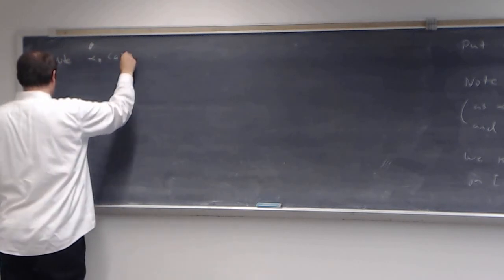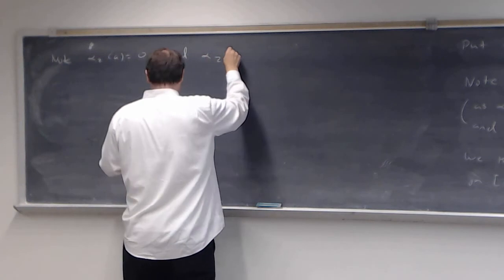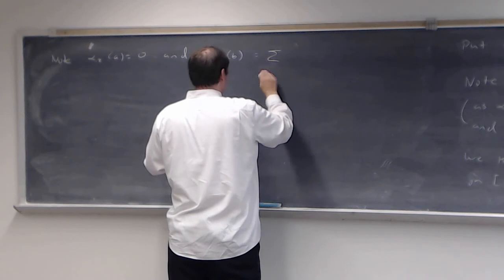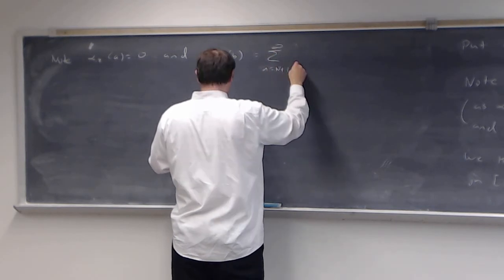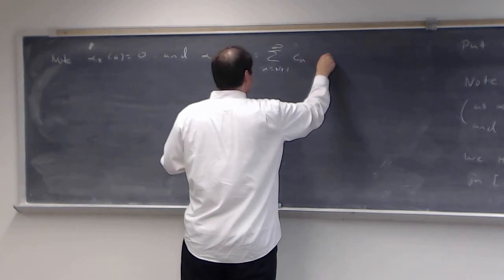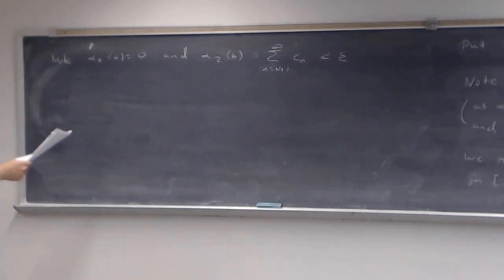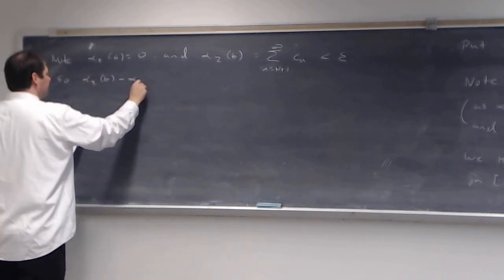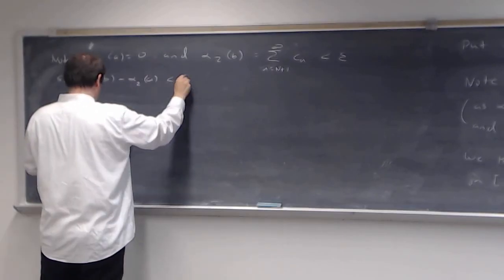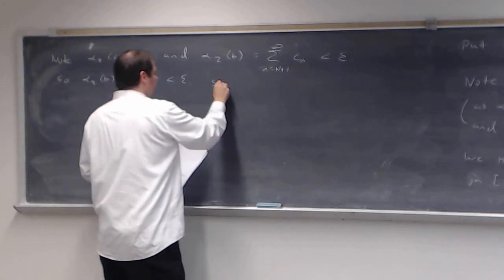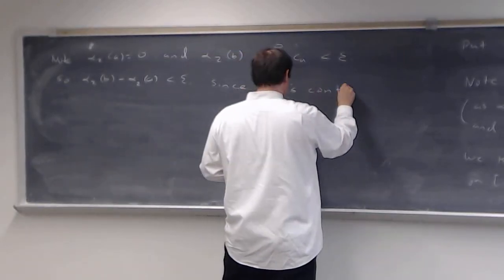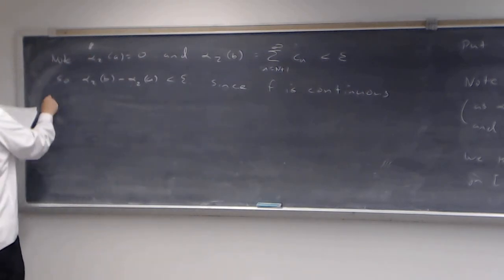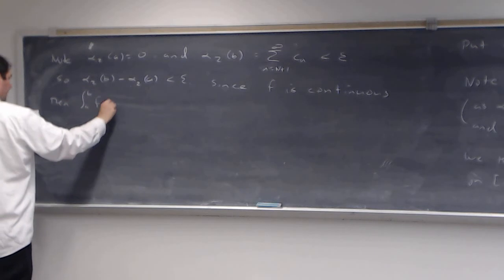Alpha sub 2 of A equals 0, and alpha sub 2 of B is going to be the sum, as little n runs from big N plus 1 up to infinity, of c sub n, and we know that's less than epsilon. So alpha sub 2 of B minus alpha sub 2 of A is going to be less than epsilon. Since F is continuous, then the integral from A to B of F d alpha sub 2 exists.